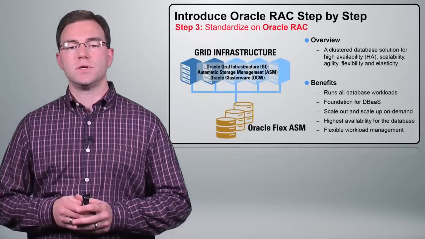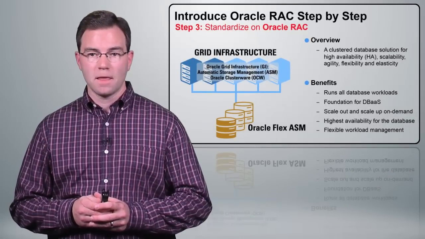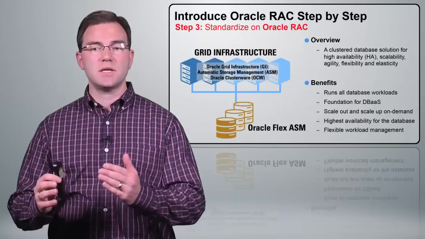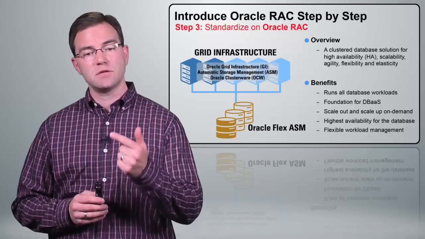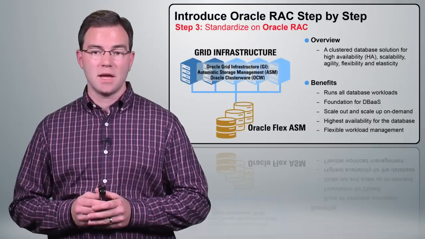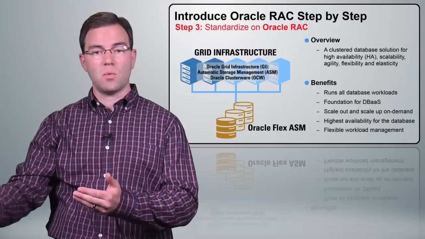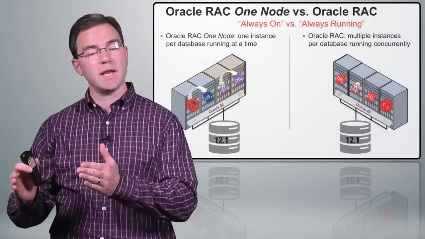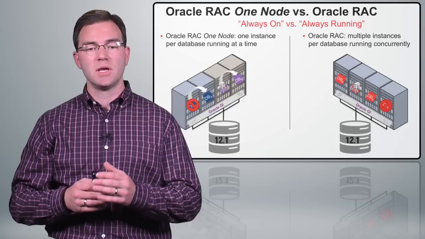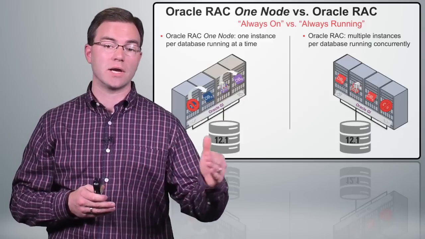I don't think I have to introduce Oracle RAC in detail again because we talked about it for the longest time now. Just again, it is a clustered database solution and it runs all database workloads. It is the foundation for database as a service environments. It scales out, it scales up as demand requires it, and it provides the highest availability for the database just because it is always running. And this is perhaps the most distinguishing characteristic of Oracle RAC compared to Oracle RAC One Node.